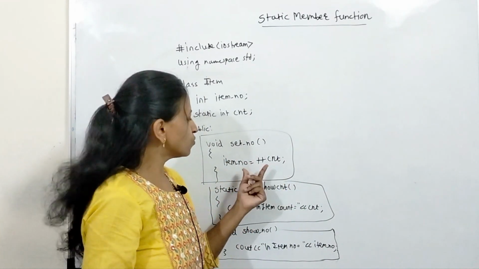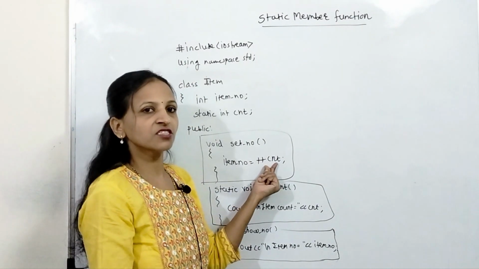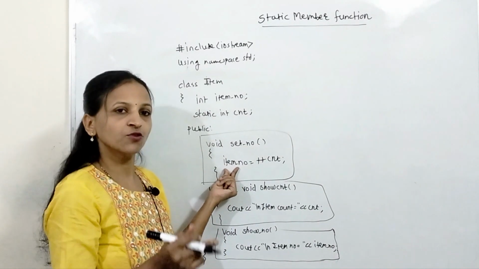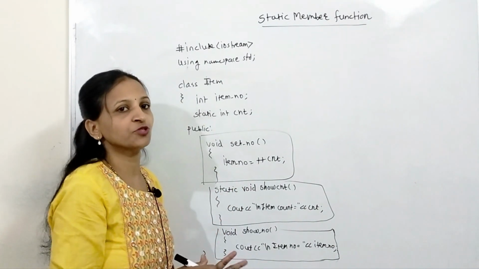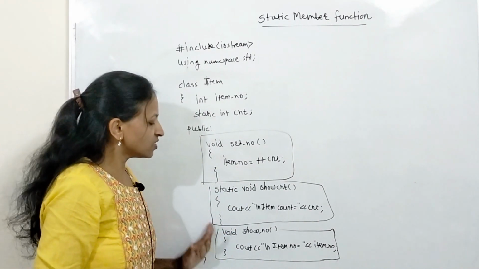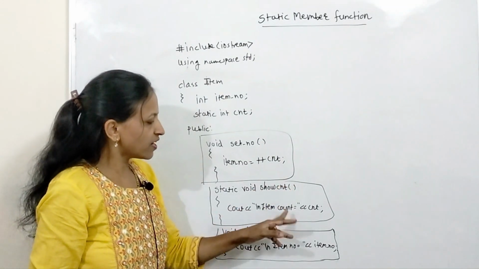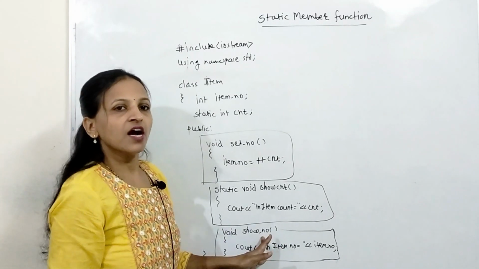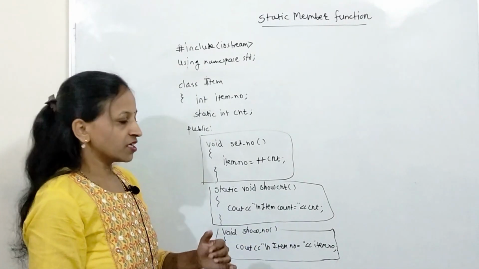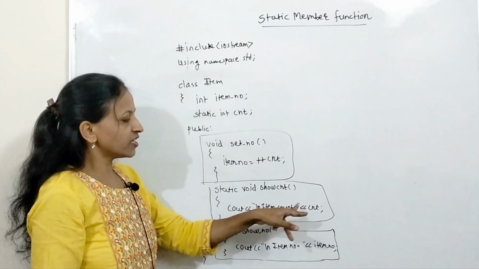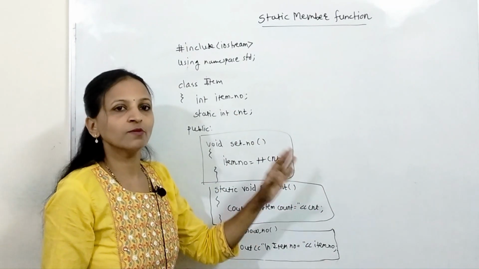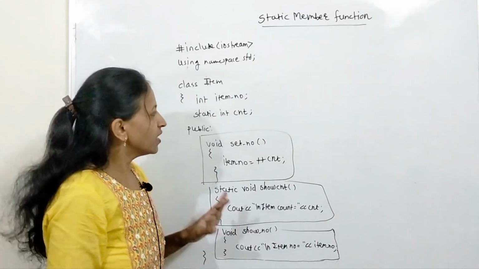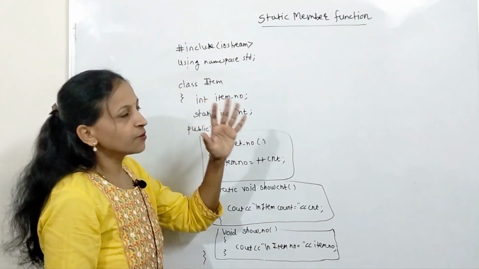Here we are doing two actions. First we are incrementing the counter's value, and the same counter's value we are assigning to the item number of that particular object. Next, these two just display values: the show count method displays the counter's value, and show number displays the item number of that particular object. This is a static method, and here we are just accessing that cnt, no problem. This is a static data member, we can easily access it here. Getting? This is just the concept of static member function.